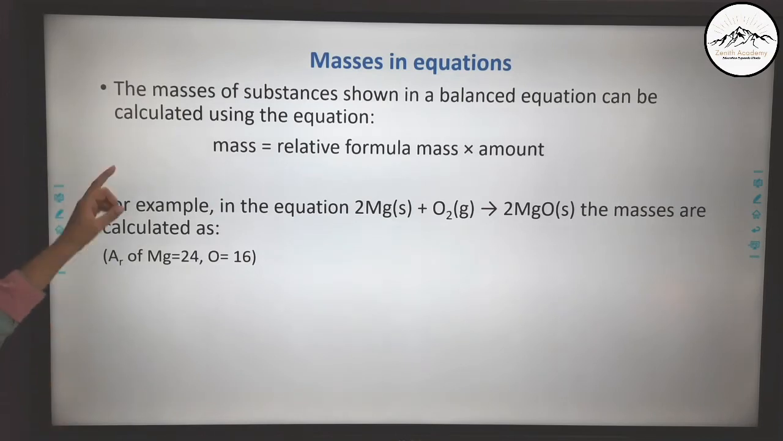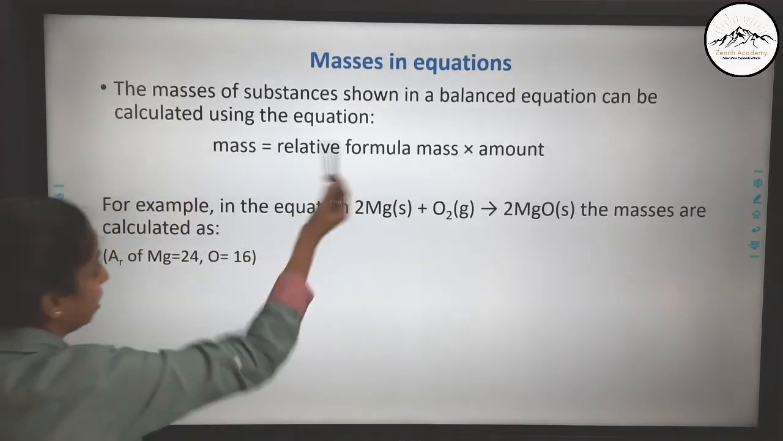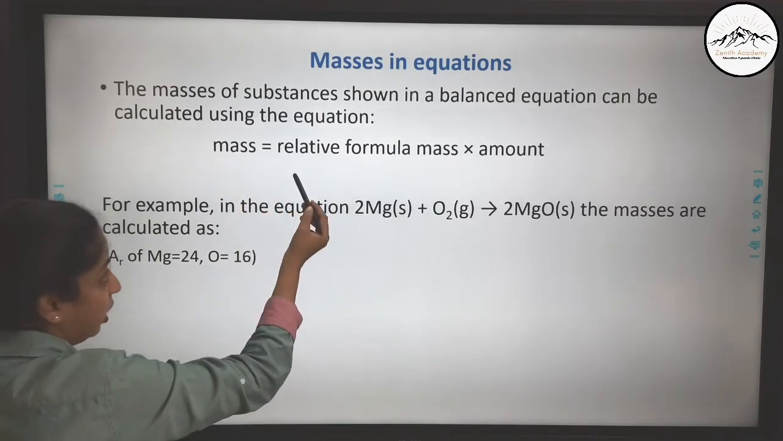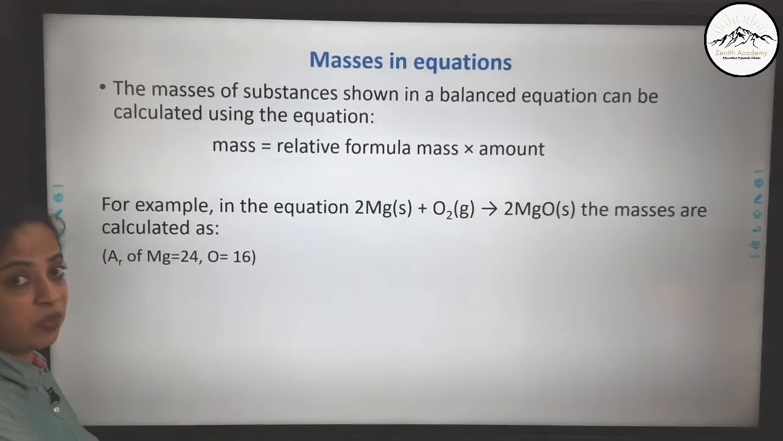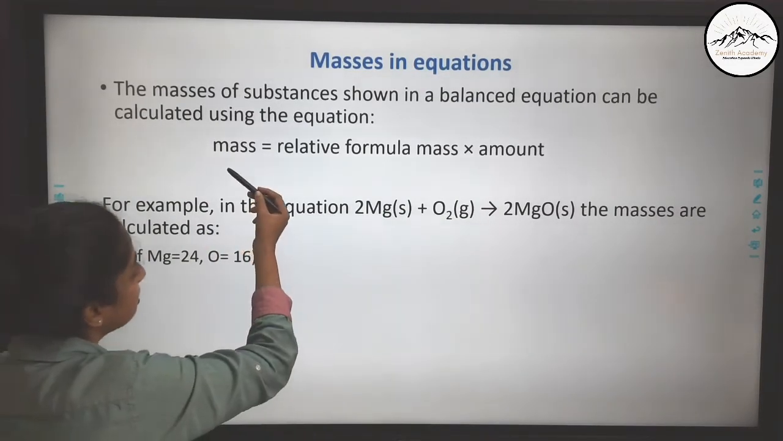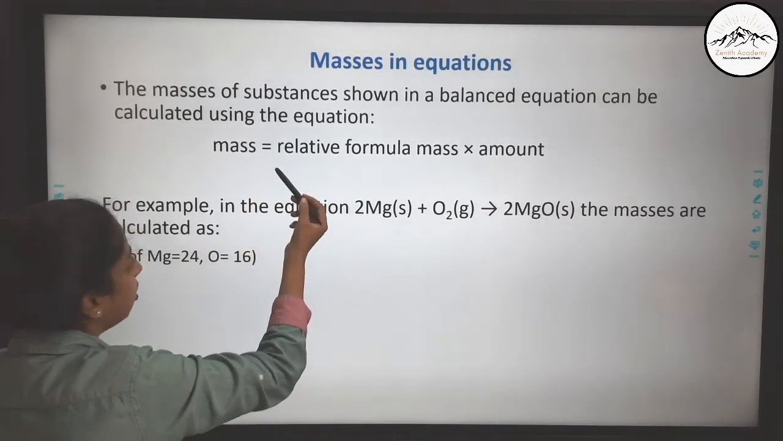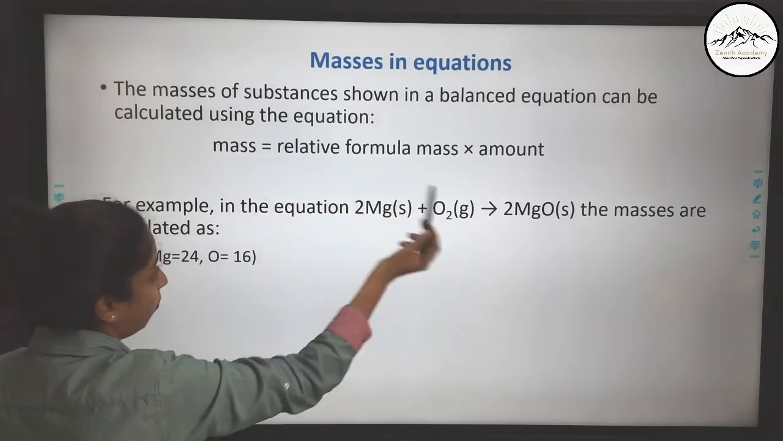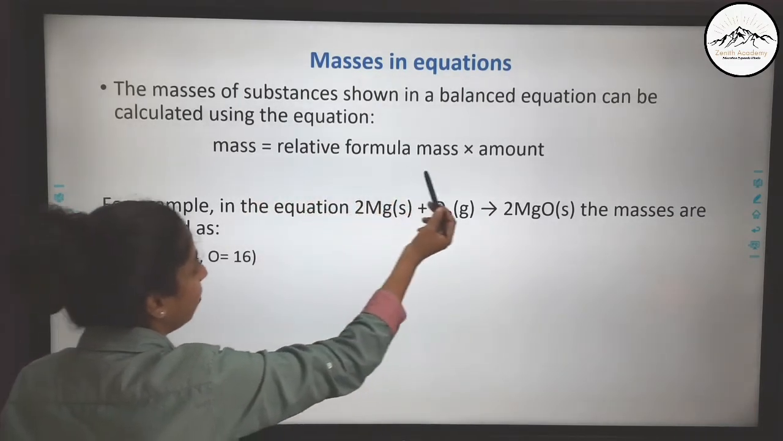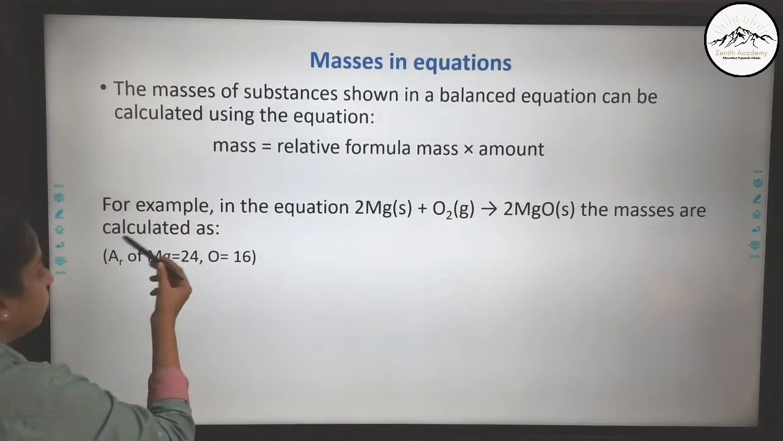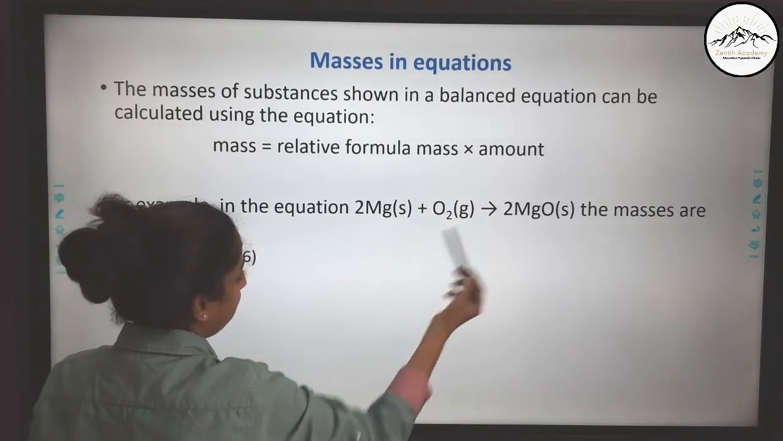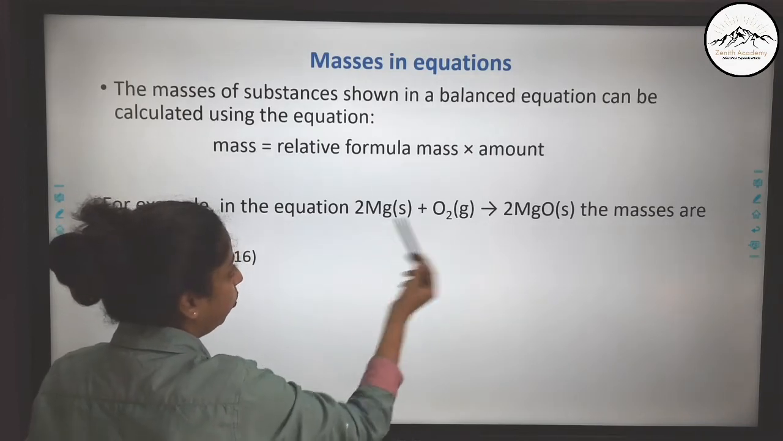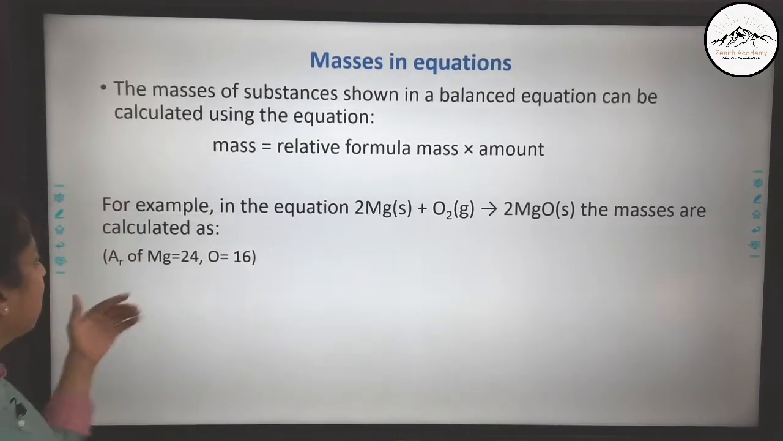Now, the masses of substances shown in a balanced chemical equation can be calculated using this equation. Mass is equal to relative formula mass into amount. We saw this formula in our last video module, that relative formula mass was mass upon amount. So mass is relative formula mass into amount. For example, in this equation, Mg plus O2 gives MgO. When you balance it, 2 and 2 here. The masses are calculated as follows.